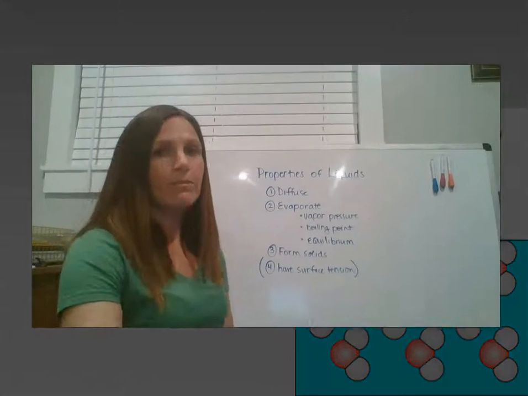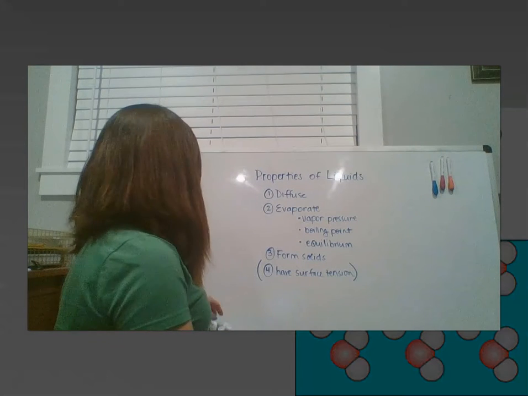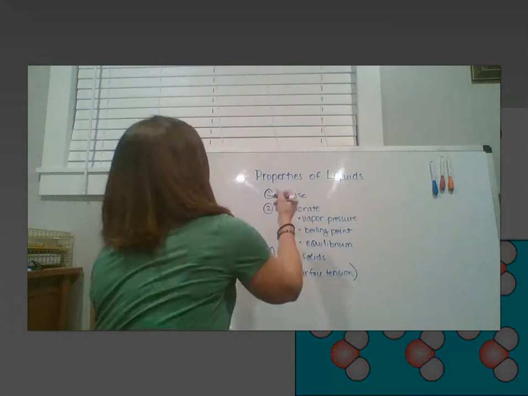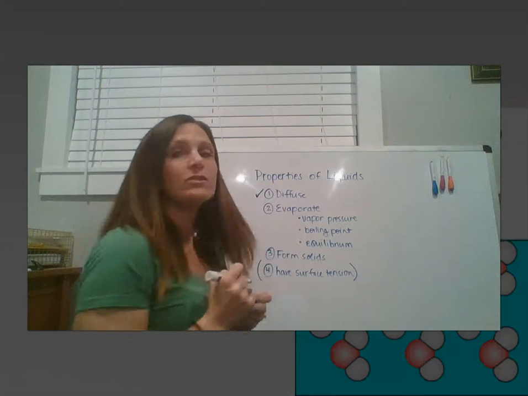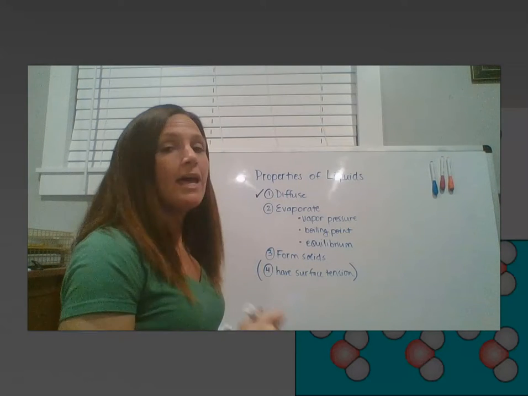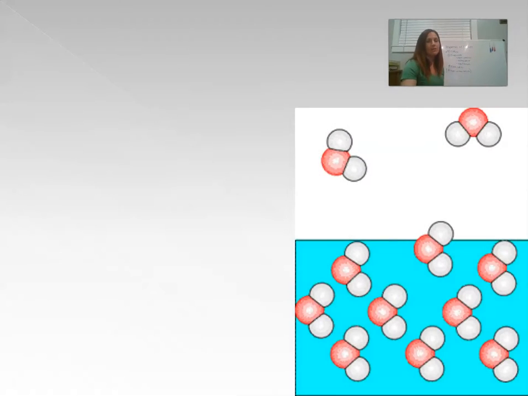The second property of liquids that we want to look at is evaporation. And so I just want to make a little note here. We have now looked at diffusion and we have covered that. That's it for diffusion, mixing with the random motion. Now we're going to talk about evaporation. So evaporation is the case where a liquid starts to form a gas.